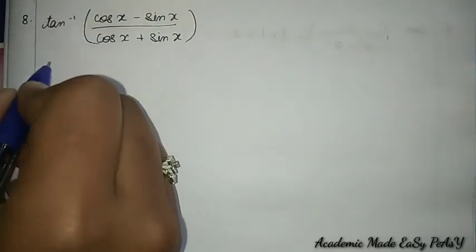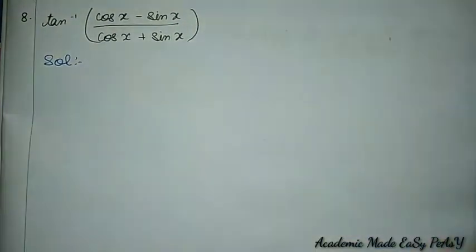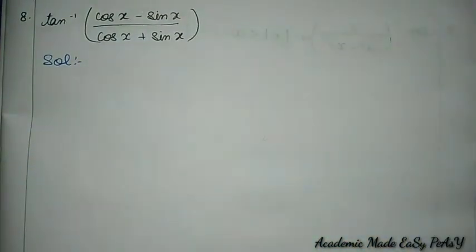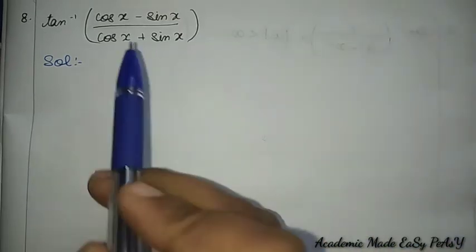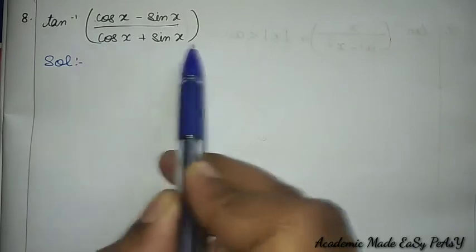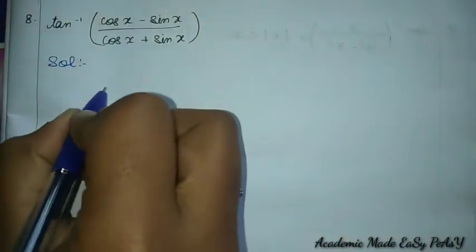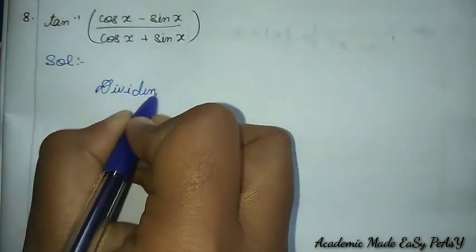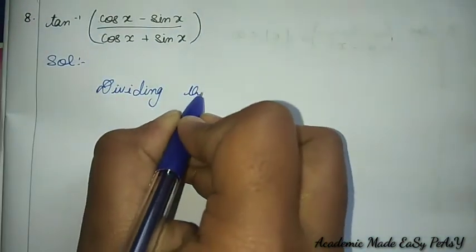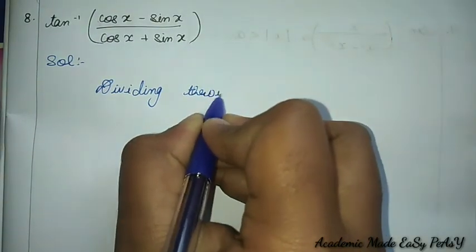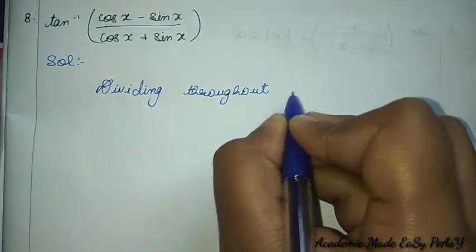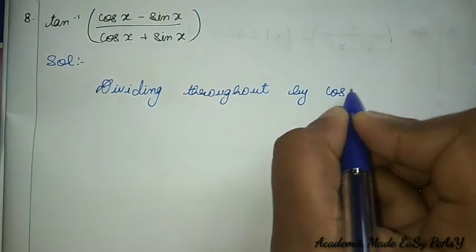So I will have the solution. To make it tan, I have to get sine by cos. Now, how do we get sine by cos? Then I have to divide throughout by cos, isn't it? So therefore, I will divide throughout by cos. Dividing throughout means each and every term by cos x.